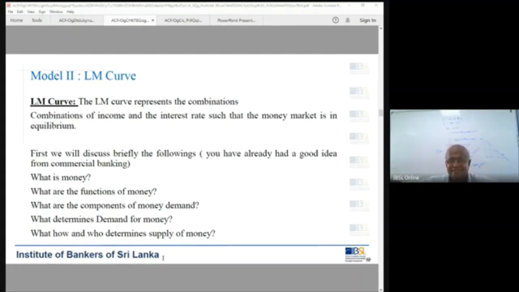Domain of assets, large number of assets. If we include all these asset classes into one group, one set, that is called a portfolio of assets. Money is the most important thing.